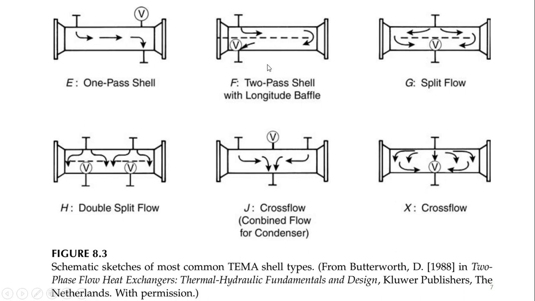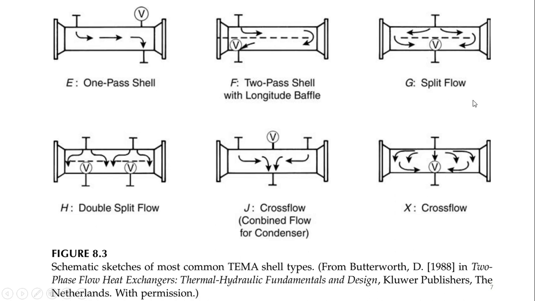Similarly, this is the shell type which has the two pass shell with the longitudinal baffle, and this is a horizontal baffle which diverts the flow, right? The fluid enters from this point and flows from this point to this point. It will complete one pass, and this longitudinal baffle will direct the flow in the reverse direction at the bottom side, and the fluid will move from this point to this point and leave from this point. In this way, the fluid will complete the second pass.